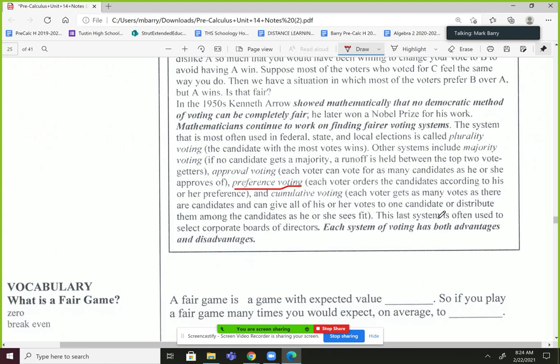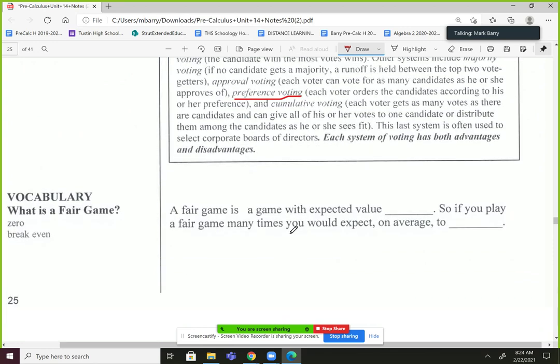The last system is often used to select corporate boards of directors, something I don't know anything about. But each system of voting has both advantages and disadvantages. This wasn't a political speech at all here, right? I'm not saying that any one of these is better than the other. It's just something interesting to think about, all right?